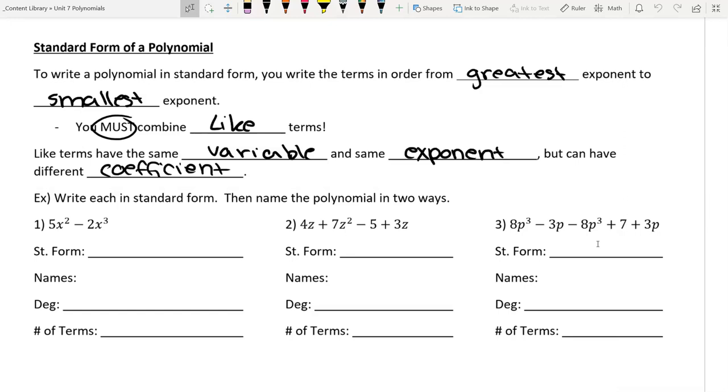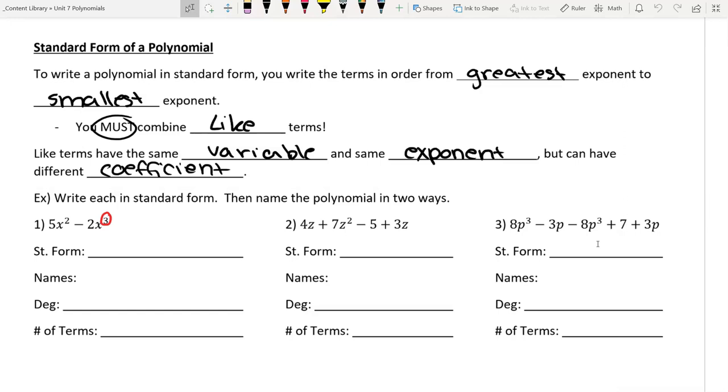So the first one, remember, we have to have greatest to smallest exponent, okay? Or largest to smallest. I've used weird words. But so look at these. Just like what we did before, locate the highest one for the degree, because we're going to need to name it. That is the one that has to go in front.